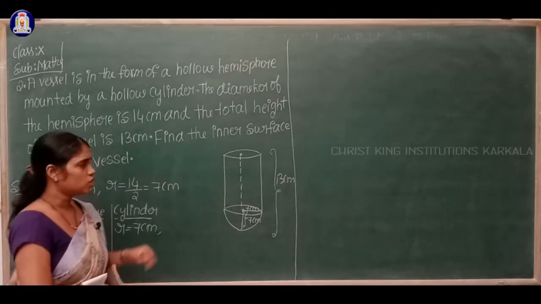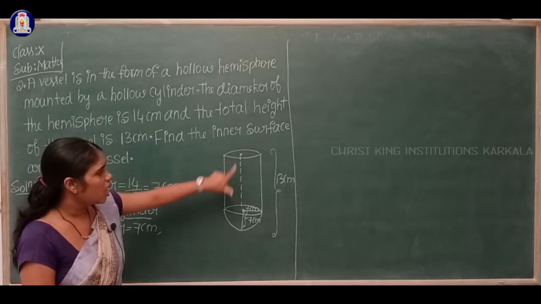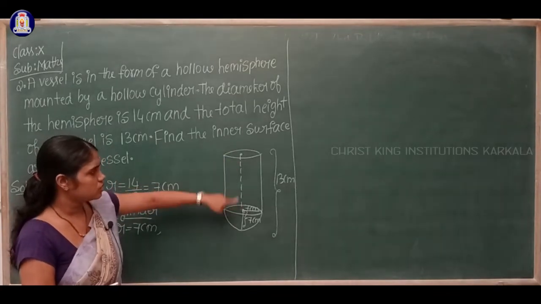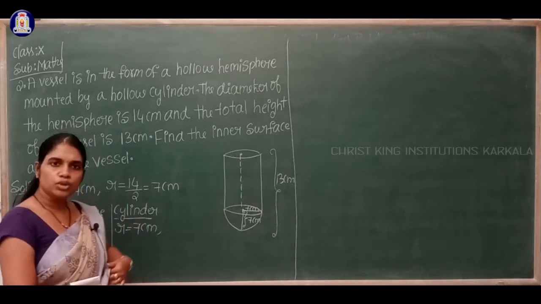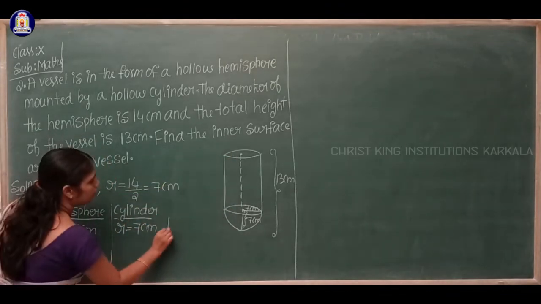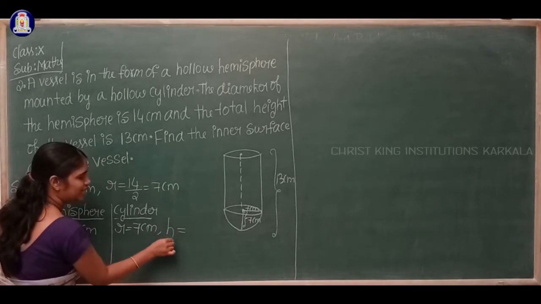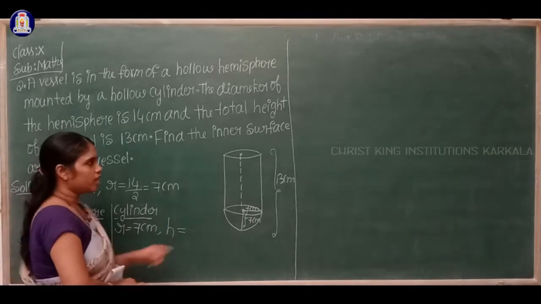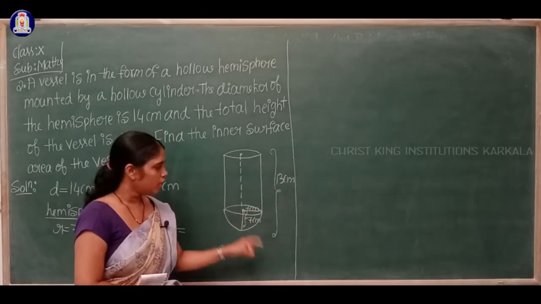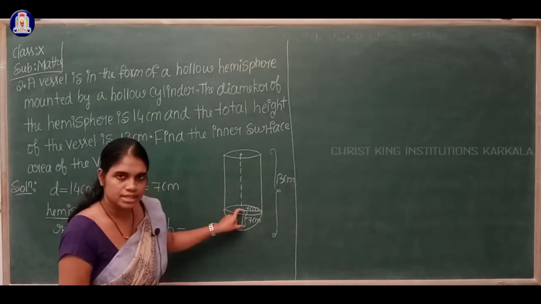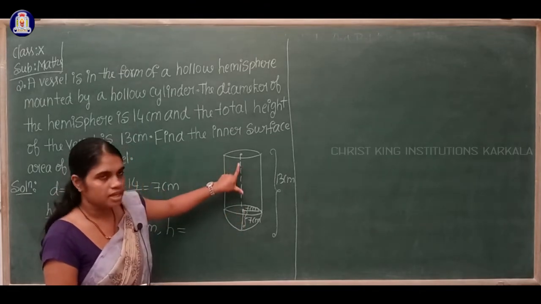My question is to calculate the height of the cylinder, this dotted line. How to calculate the height of the cylinder? I'll indicate it by h. From the full height, which is 13 centimeter, if you remove this 7 centimeter, what about the remaining part?